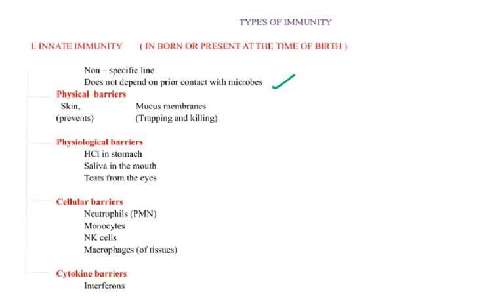Innate immunity is of various types: physical barriers, physiological barriers, cellular barriers, and cytokine barriers. Skin and mucous membranes are examples of physical barriers. HCl in the stomach, saliva in the mouth, and tears from the eyes are physiological barriers. Neutrophils, which are called polymorphonuclear leukocytes, monocytes, natural killer cells, and macrophages of the tissues are all cellular barriers. Interferons belong to cytokine barriers.